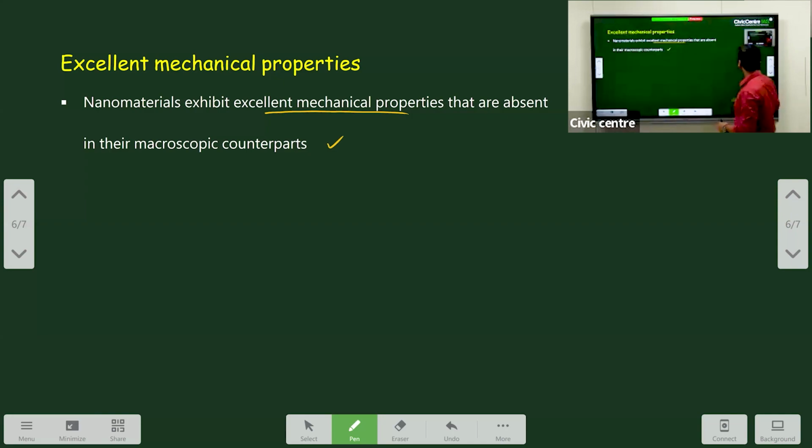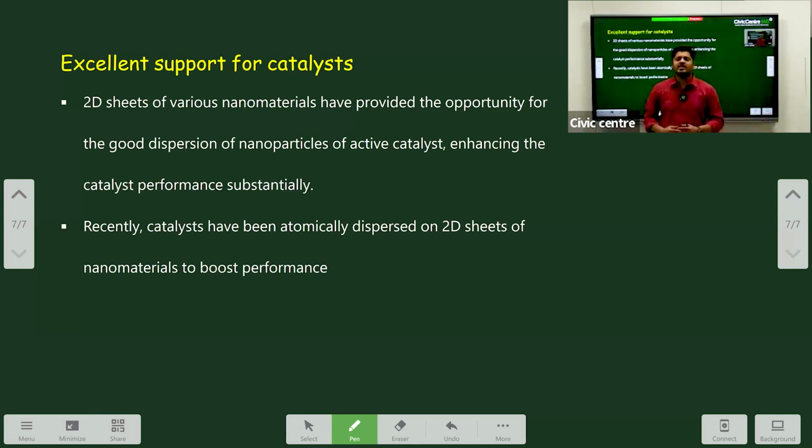Now, coming to the last part, they are very catalytic. They are highly reactive in nature because we are talking about the materials at the nanoscale, where the size is very small, and just by small changes, we are going to get significant changes at the reaction level, right?